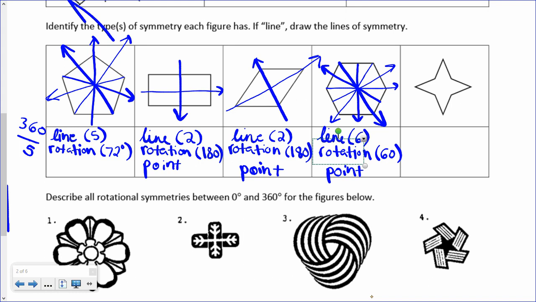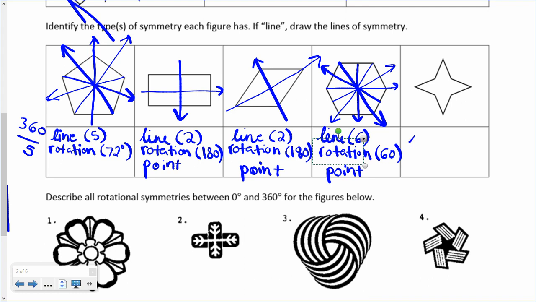Oh, so you could have rotation symmetry of 10 and it could still have point symmetry, because you can do it 18 times. Yep. All right, is everybody good with the first couple of examples? Yes. All right, last one.